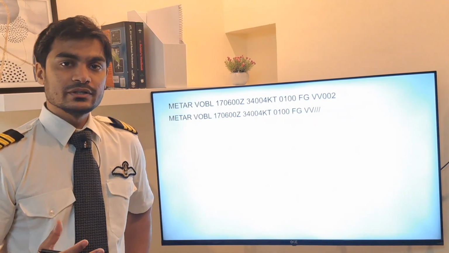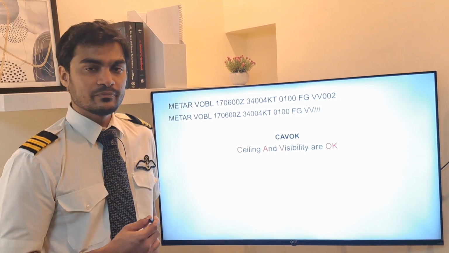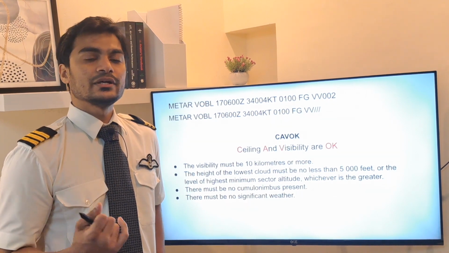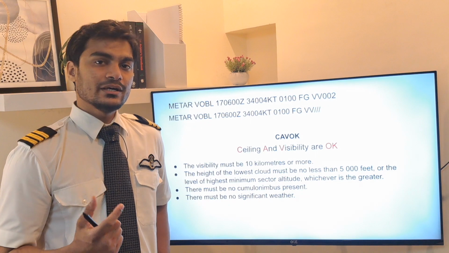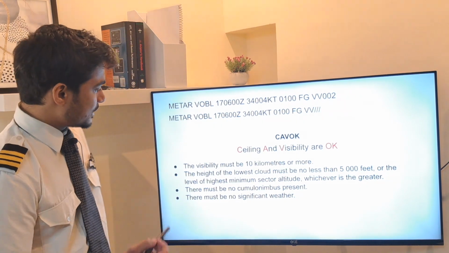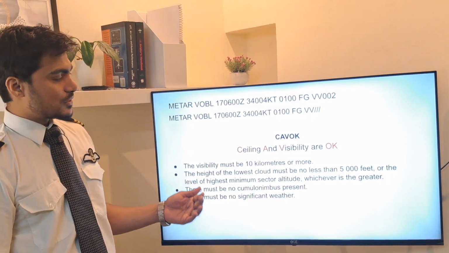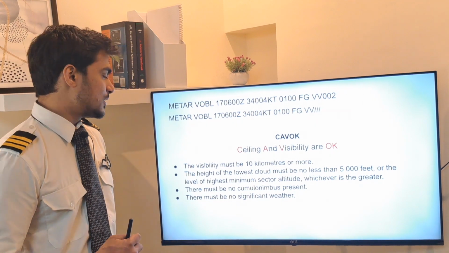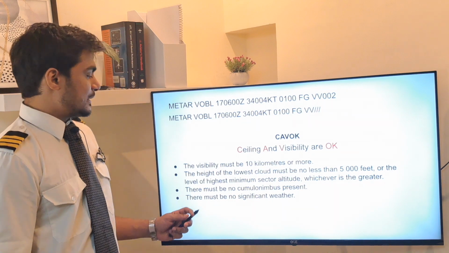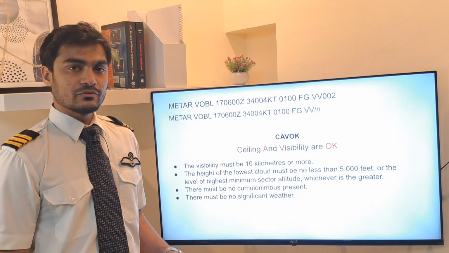Let's look at another word in a METAR, which is CAVOK, which stands for cloud and visibility are okay. Whenever CAVOK is included in a METAR, it replaces the words RVR, visibility, weather phenomena, and cloud base. To have CAVOK in a METAR, you have to fulfill these weather conditions: your visibility must be 10 kilometers or beyond. The height of the lowest cloud must not be less than 5,000 feet, or the level of the highest minimum sector altitude, whichever is the greatest. There must be no cumulonimbus present, and there must be no significant weather.